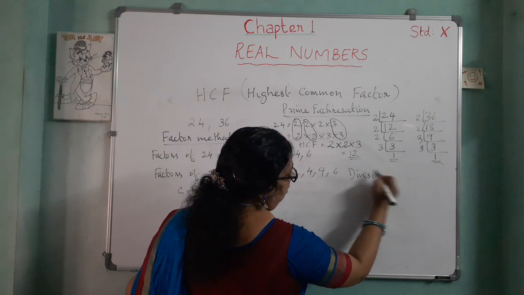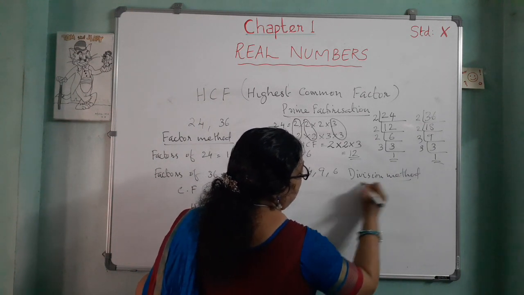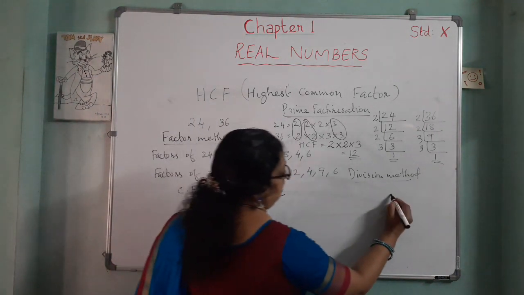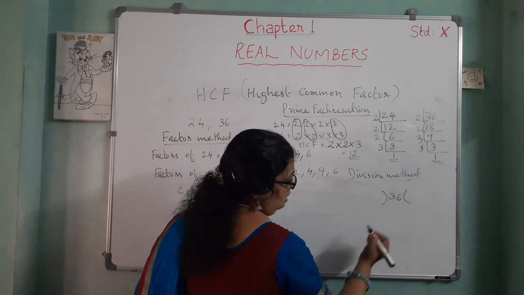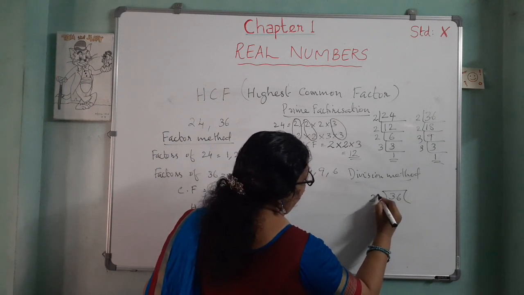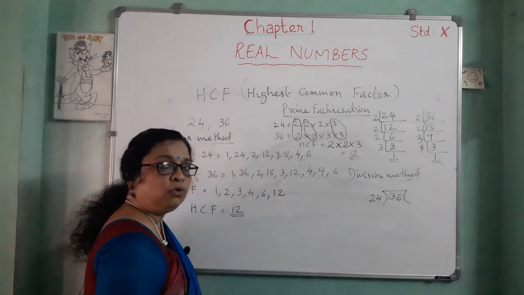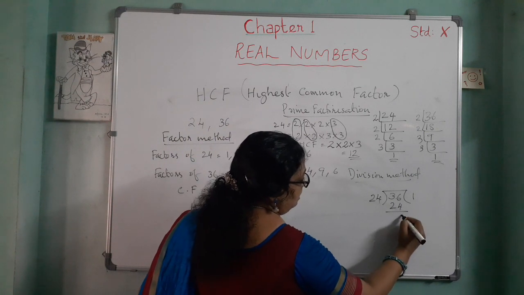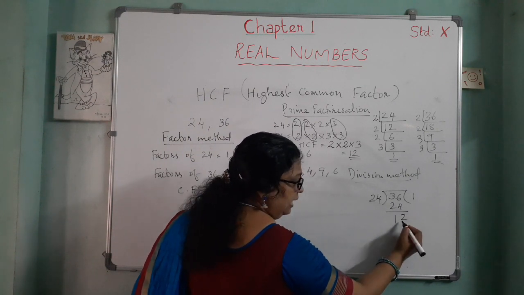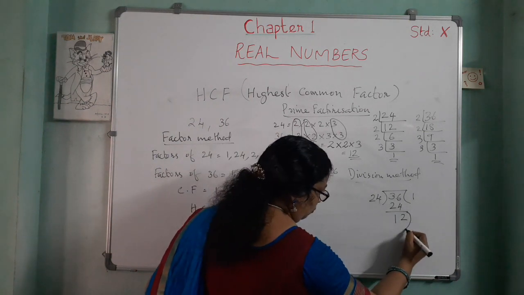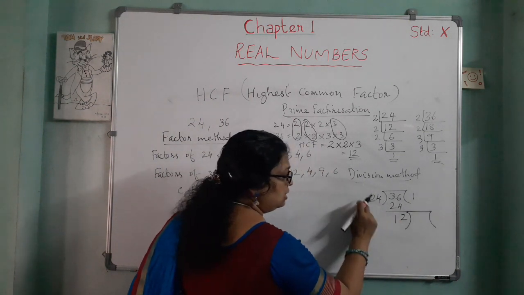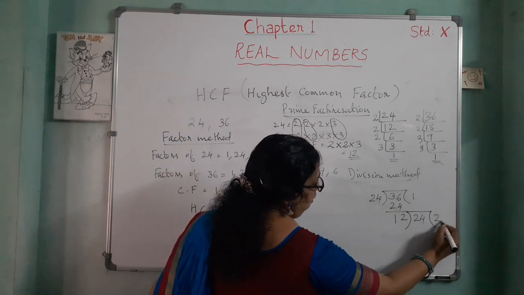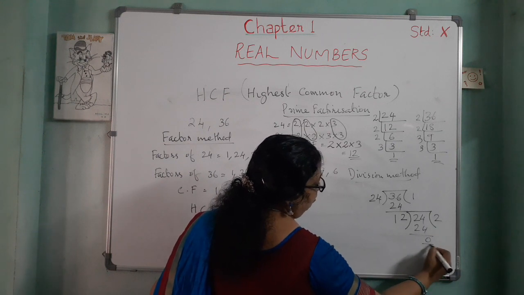Division method. First we write the greater number, that is 24 and 36. Which one is greater? 36. 36 inside, and then we put it in this way. Then here 24. So how many times does 24 go into 36? One time. Here we write 1, then 24. Then subtraction gives 12. Again, this 12 is the divisor. So you put it in this way and extend here. And this 24 is the dividend. Here we write. Then how many times does 12 go into 24? 2 times. Now we get the remainder 0.